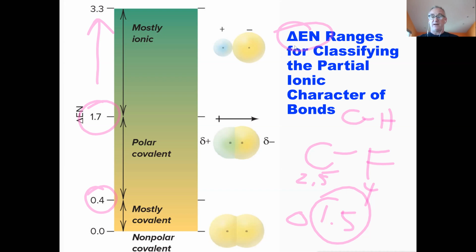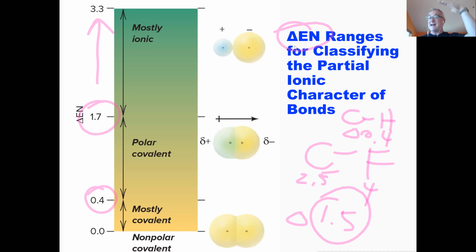That difference is around 0.4. So we say that isn't very polar. That difference is not great enough to affect the pulling of the electron cloud one way or the other. So we say that's a non-polar bond. And then when the difference is 0, that's completely non-polar.